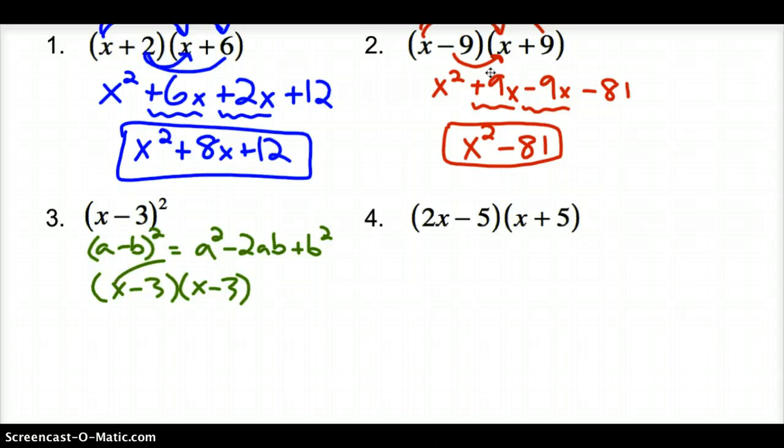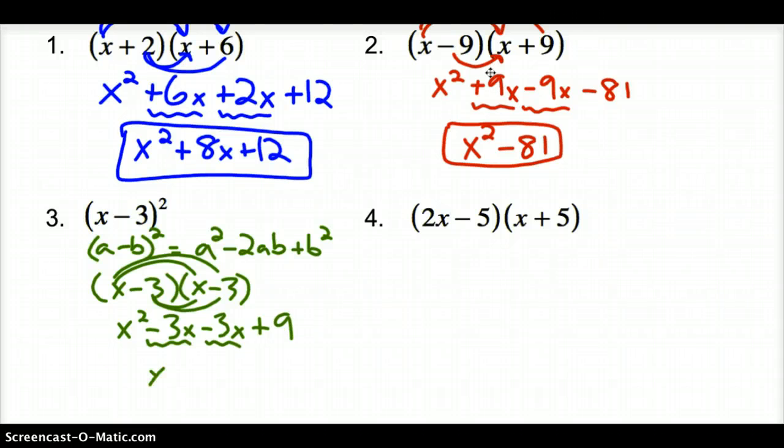It's x times x is x squared. The outsides, x times a negative 3, give us a negative 3x. The insides, negative 3 times x, give us another negative 3x. And last times last, negative 3 times negative 3 gives us a positive 9. When we combine like terms, we get x squared minus 6x plus 9. And this is our final answer.